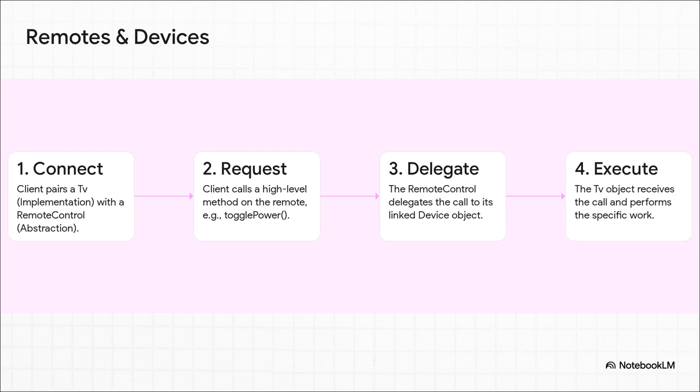First, the client code connects a TV object to a remote control object. Then, when the user hits the power button, the client just calls remote.togglePower. The remote, our abstraction, doesn't know anything about TVs. It just delegates that call to whatever device it's holding onto. And finally, the TV object, our implementation, gets the call and does the actual work.